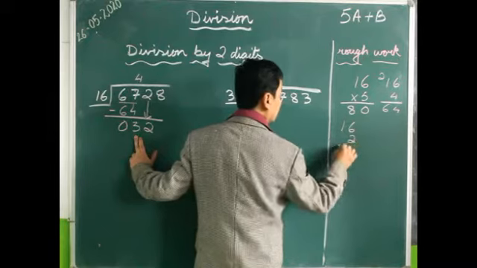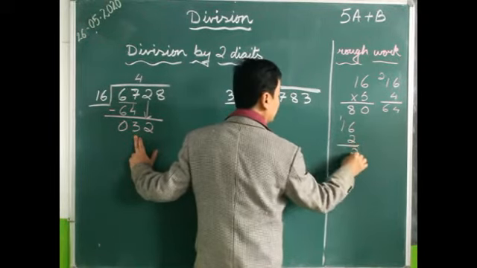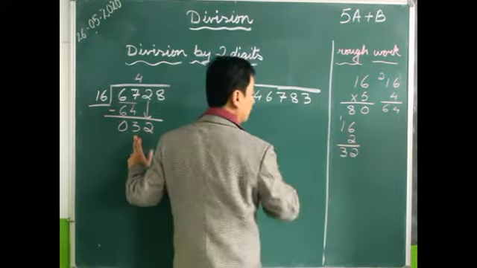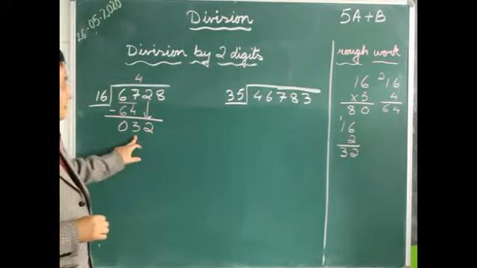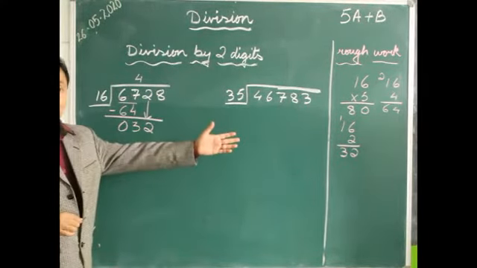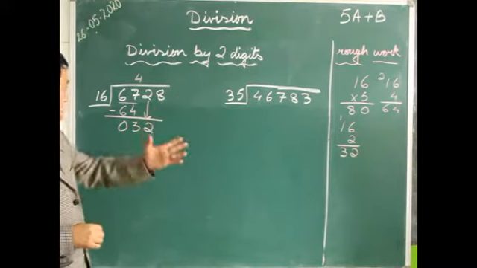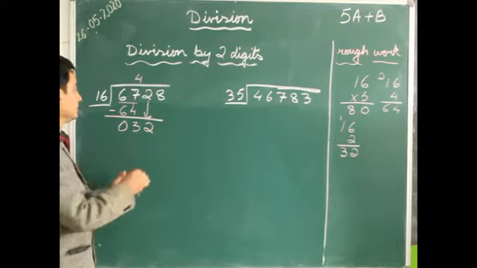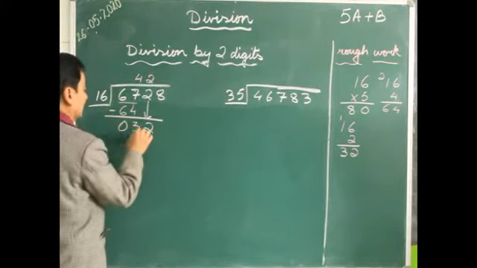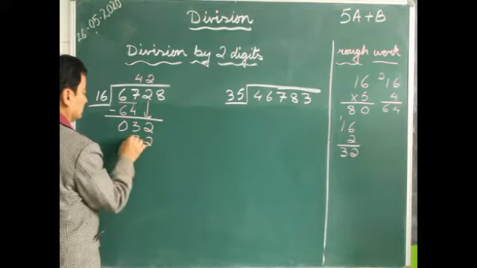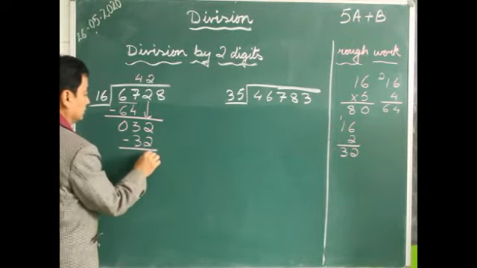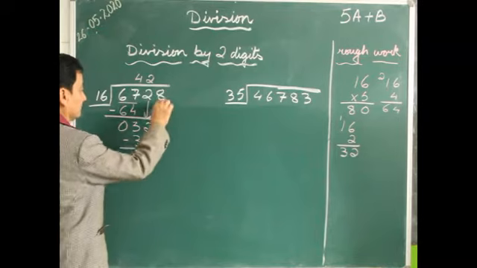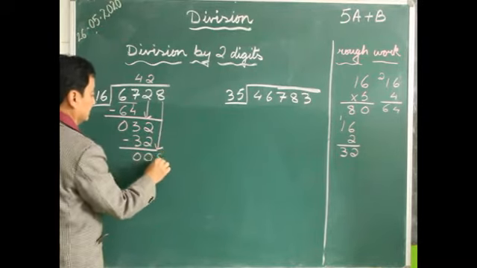16 2s are 2 6s are 12, 2 1s are 2, 3. Wow, we got our answer in 1. By multiplying it once only we got our answer. So 16 2s are 32. 32 is here. 16 2s are 32. 2 minus 2 is 0, 3 minus 3 is 0, bring down 8.